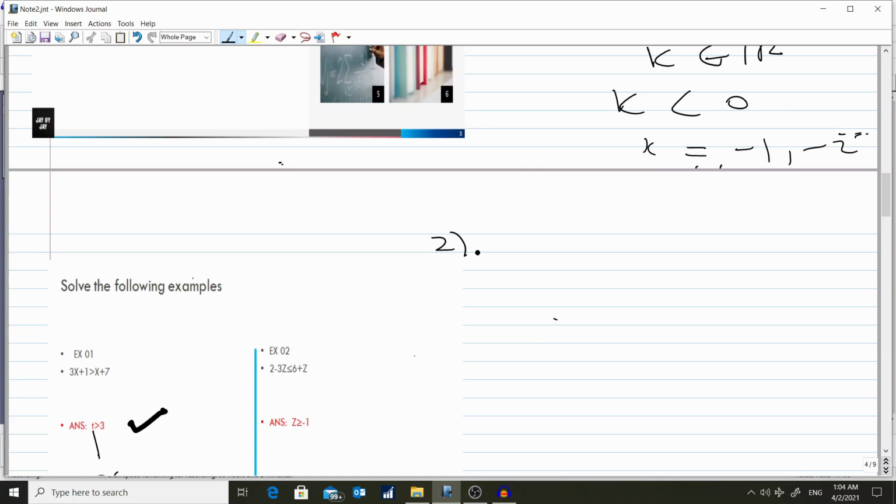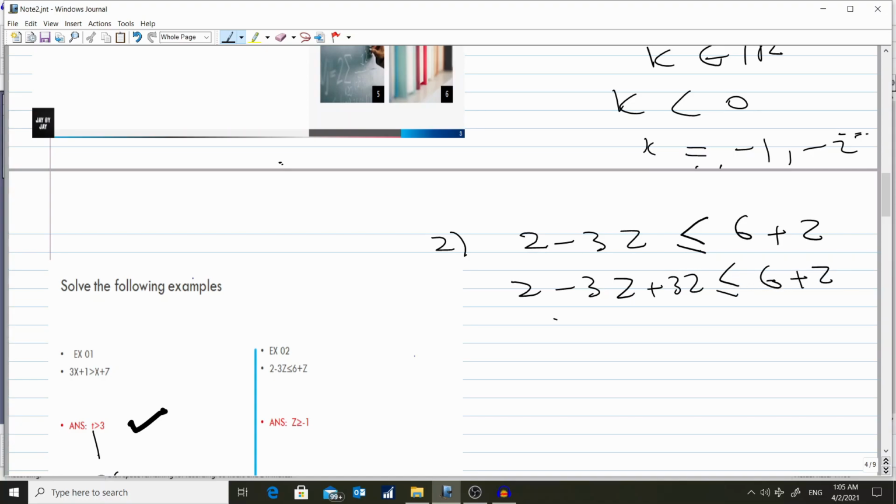Let's move to question number 2. Here we have 2 minus 3z smaller or equal to 6 plus z. Again, just like the previous example, we need to isolate the z terms on one side. We can do that by adding 3z to both sides. Therefore 2 minus 3z plus 3z less than or equal to 6 plus z plus 3z, right? So the 3z terms will be cancelled out here. We will have 2 less than or equal to 6 plus 4z.